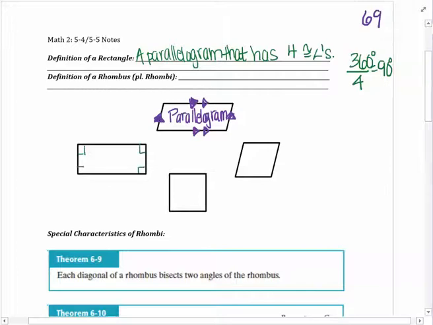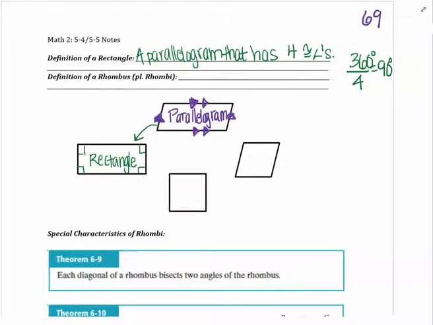Now a rectangle is going to have all of the characteristics that a parallelogram has, so you may want to review those. Like opposite angles are congruent, that's true. Consecutive angles are supplementary, that's true. Opposite sides congruent, diagonals bisect each other, all of that. So this is the rectangle. That is your first special type of parallelogram.